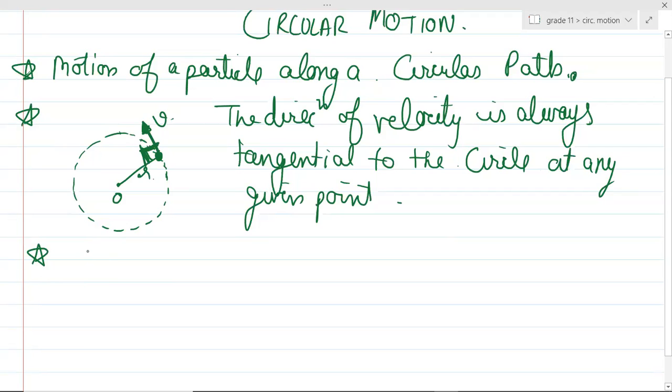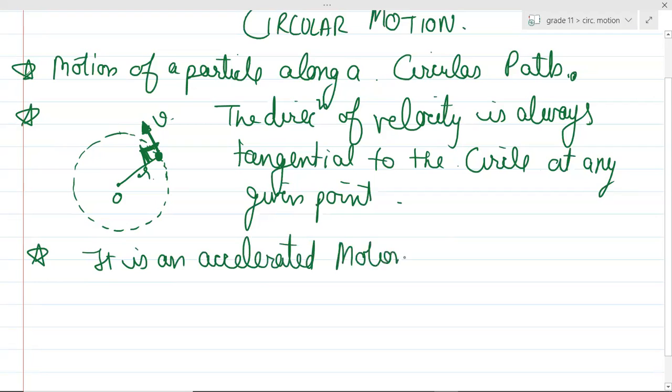Third, circular motion is an accelerated motion. Why is it an accelerated motion? Can anyone tell me why circular motion is an accelerated motion? Because it will need a push, and then as it's going around, it's having a change of direction. Exactly, because acceleration is what? Because the direction of velocity is changing.